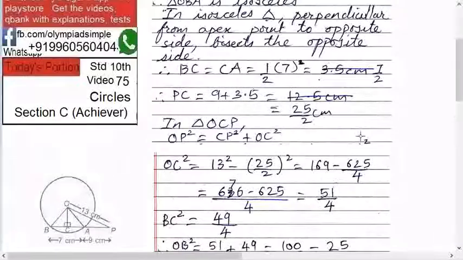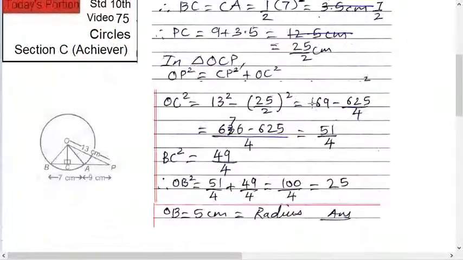So BC equals CA equals 7 by 2, right? That is 3.5, or keep it 7 by 2 only. Therefore PC equals 9 plus 3.5, or keep it 7 by 2. You get 25 by 2. PC, right? So this is PC you have got. OP you know now, 13.